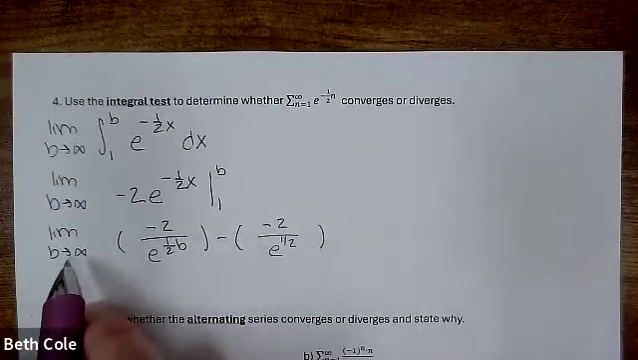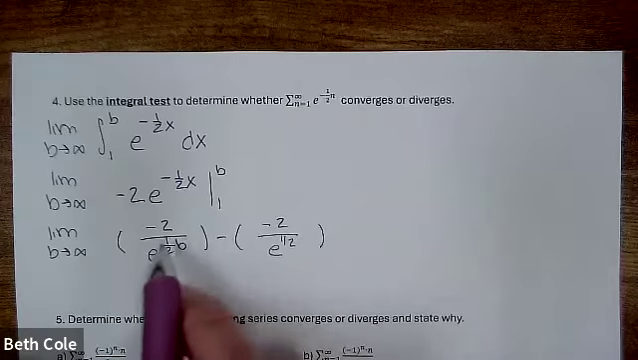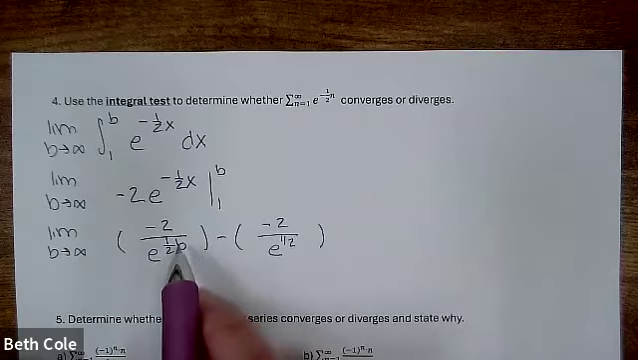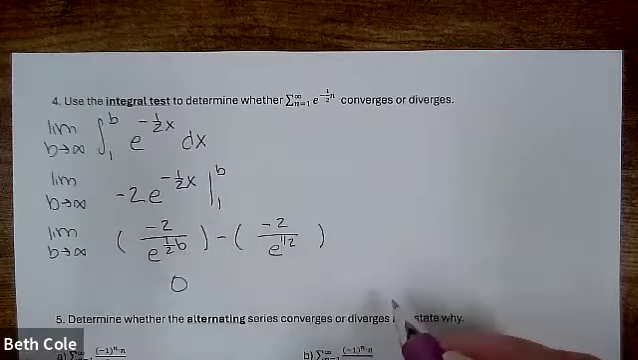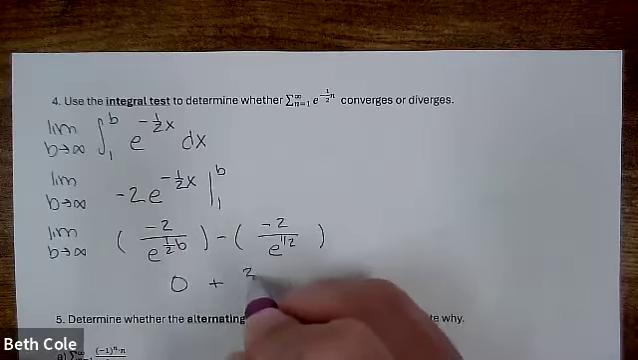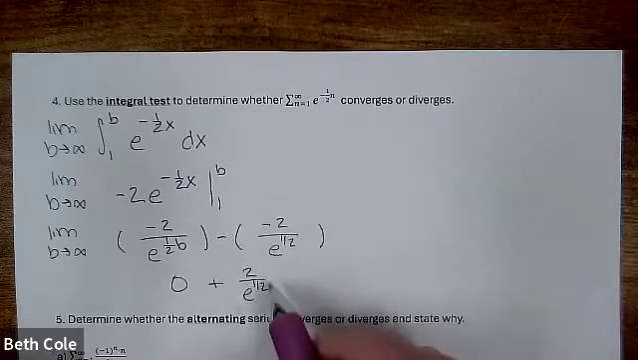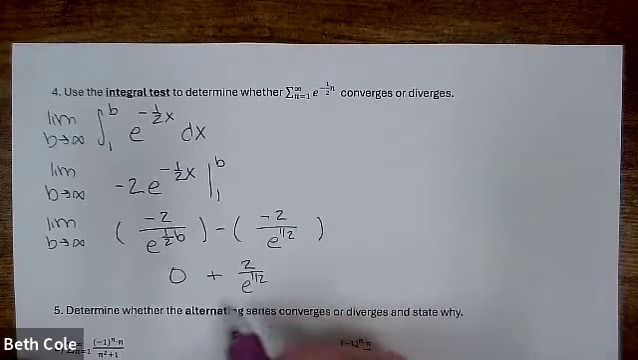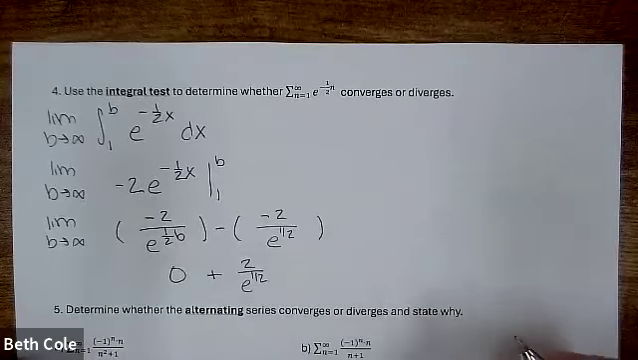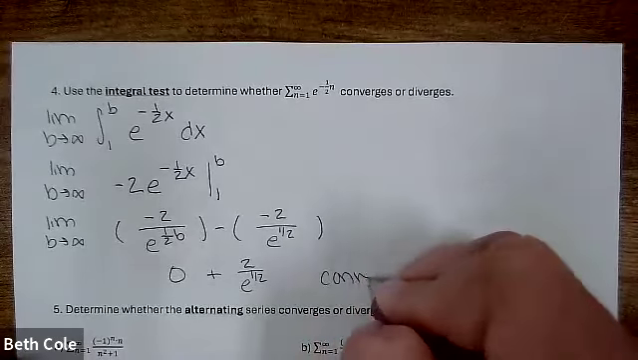And then your last step is to evaluate the limit. As b goes to infinity, this is going to get larger and larger and larger in the denominator. So this first portion goes to 0. These negatives cancel, so it's 2 over e to the 1/2. And since we got an answer that's not infinity, like we got a numeric result, this converges.